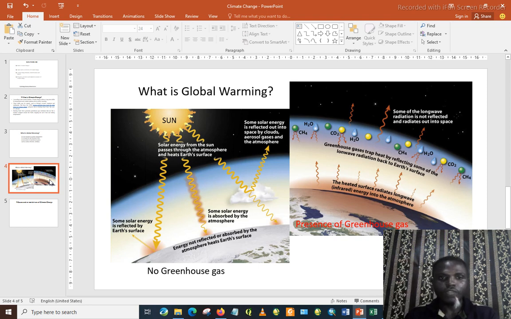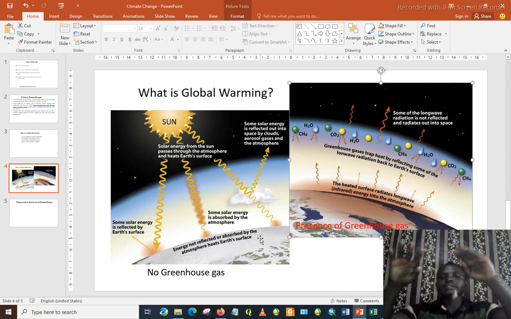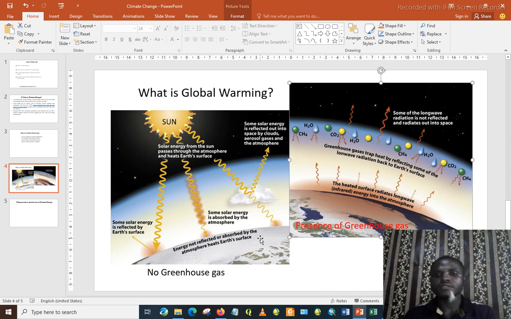Now, with the presence of greenhouse gases like seen on the picture on the right, these greenhouse gases form a blanket above the atmosphere, preventing the radiation from going back to the space. So they will absorb these radiations at that level and send them back to the Earth's surface. And this will cause an imbalance in heat of the atmosphere, which will lead to global warming. And if this leads to global warming, it will cause climate change.